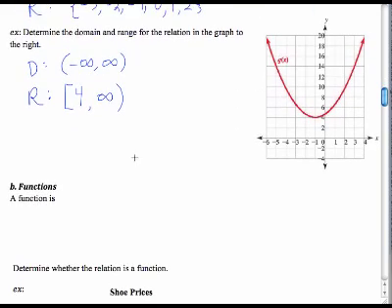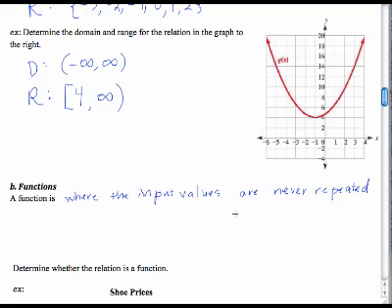A function is a type of relation where the input values are never repeated. Another, more common way of saying that is, for each x in the domain, there's exactly 1 y.